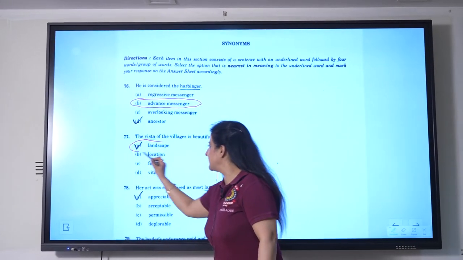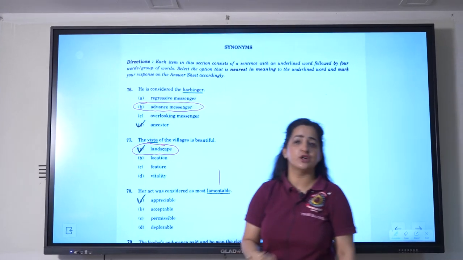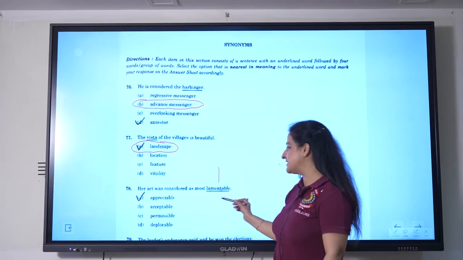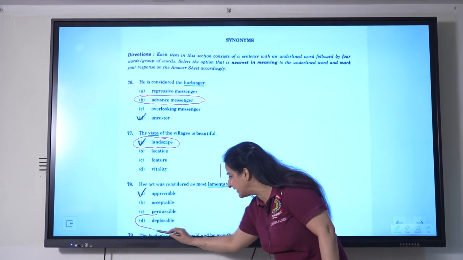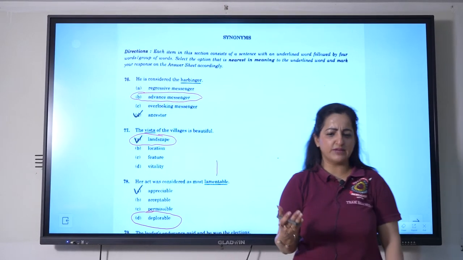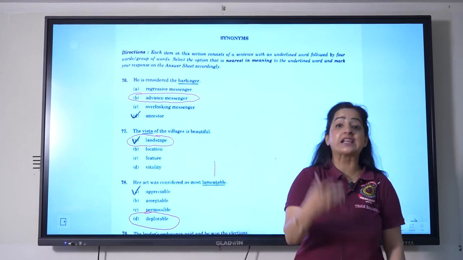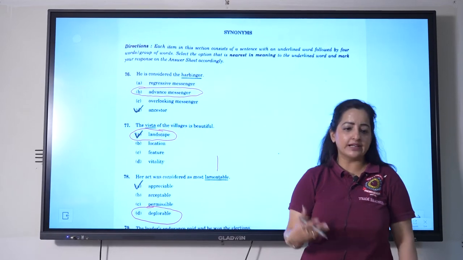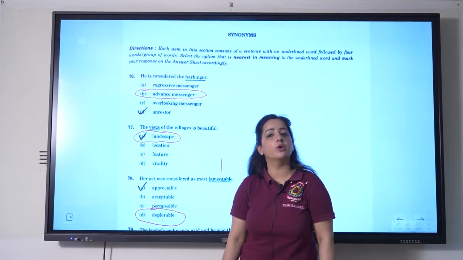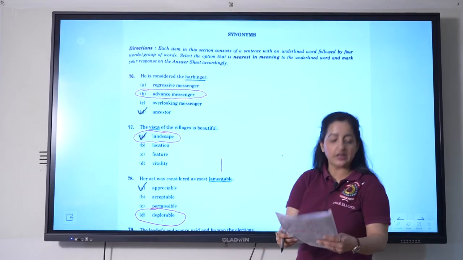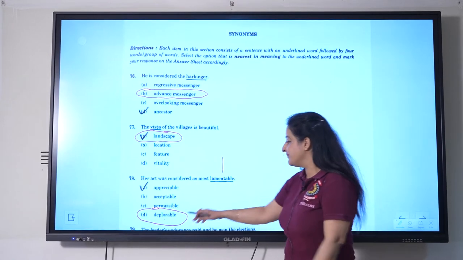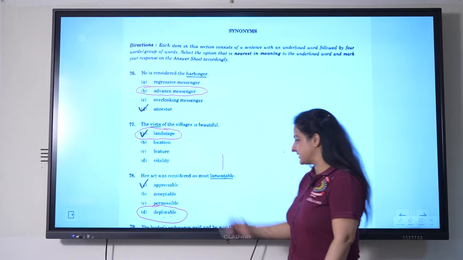77, vista, is nothing but a fancy word for landscape. Okay, 78, lamentable, is nothing but delta, deplorable. Lamentable means aap pachta rahe ho, regrettable. Why regrettable? Because it's very bad, and very bad is just another word for deplorable, na? Deplorable condition of the slum dwellers, jaise kehte hain. So that is how it is the answer. Okay.